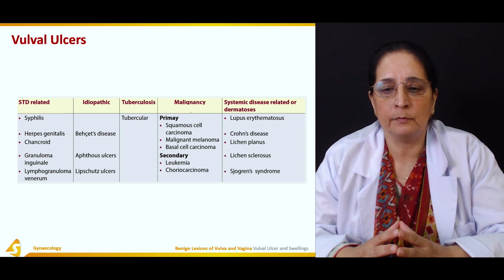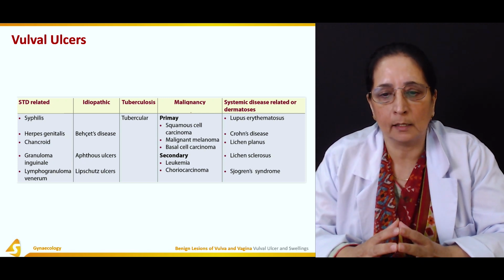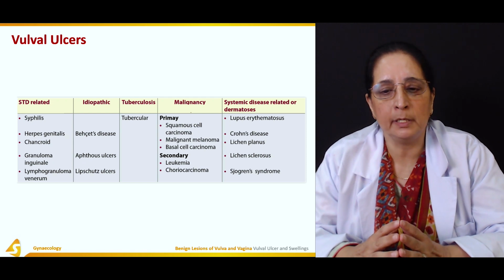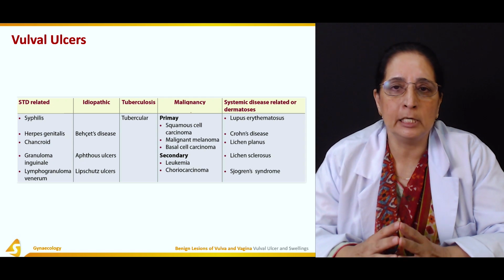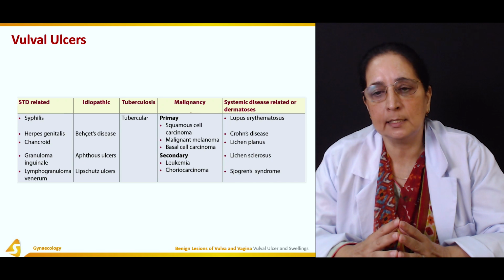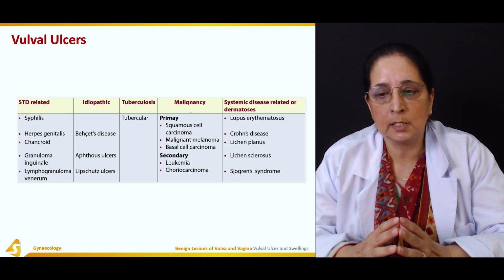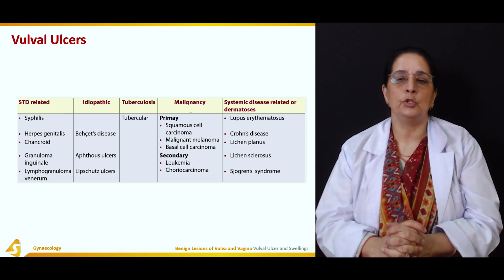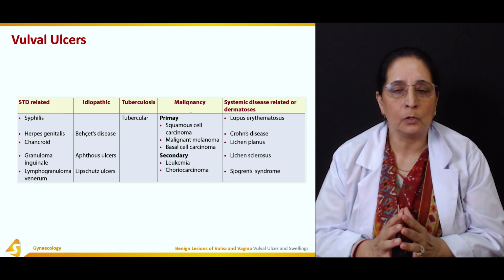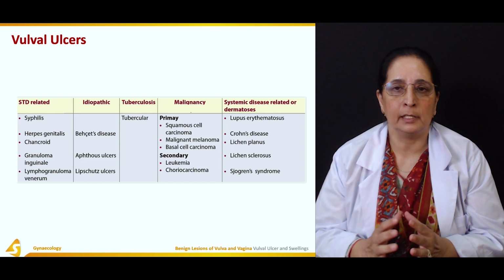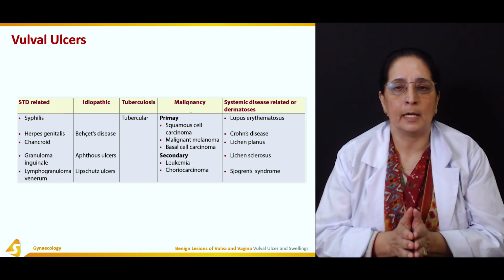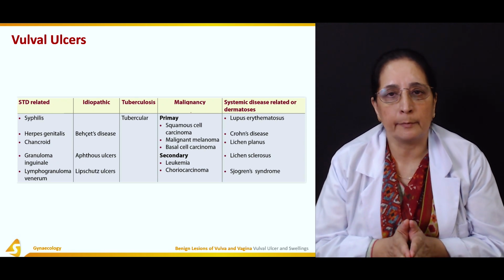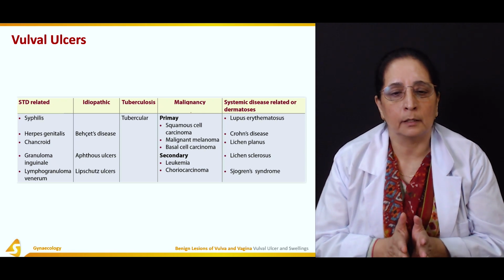Some malignancies can cause them too. Primary malignancies include squamous cell carcinoma, malignant melanoma, and basal cell carcinoma, and secondary ones are leukemia and choriocarcinoma. All these can lead to vulval ulcers. Systemic diseases like lupus erythematosus, Crohn's disease, lichen planus, lichen sclerosus, and Sjogren's syndrome can also lead to vulval ulcers. So vulval ulcers are not only due to local vulval lesions; sometimes they are the result of different sexually transmitted diseases, malignancies, or systemic diseases.